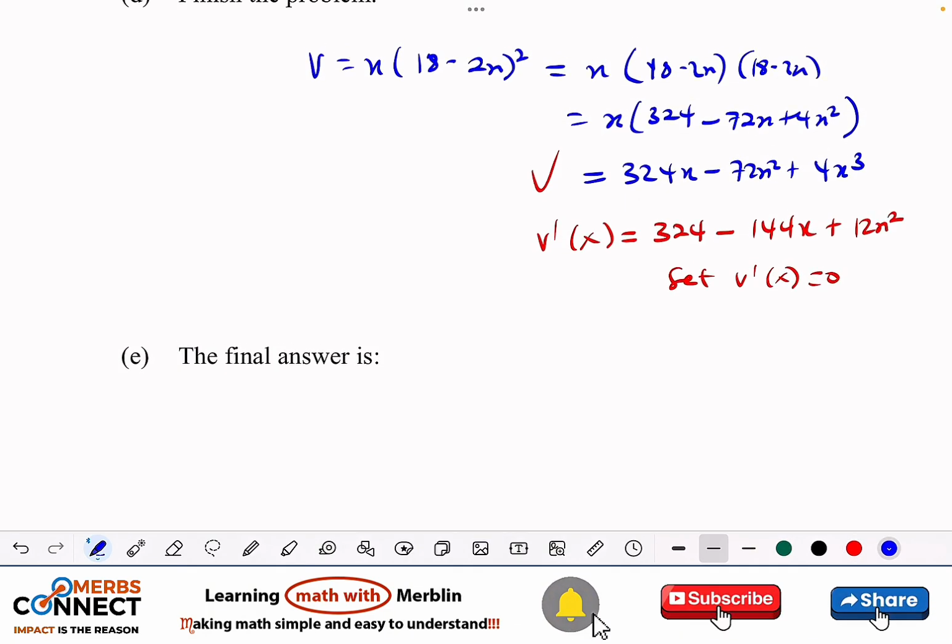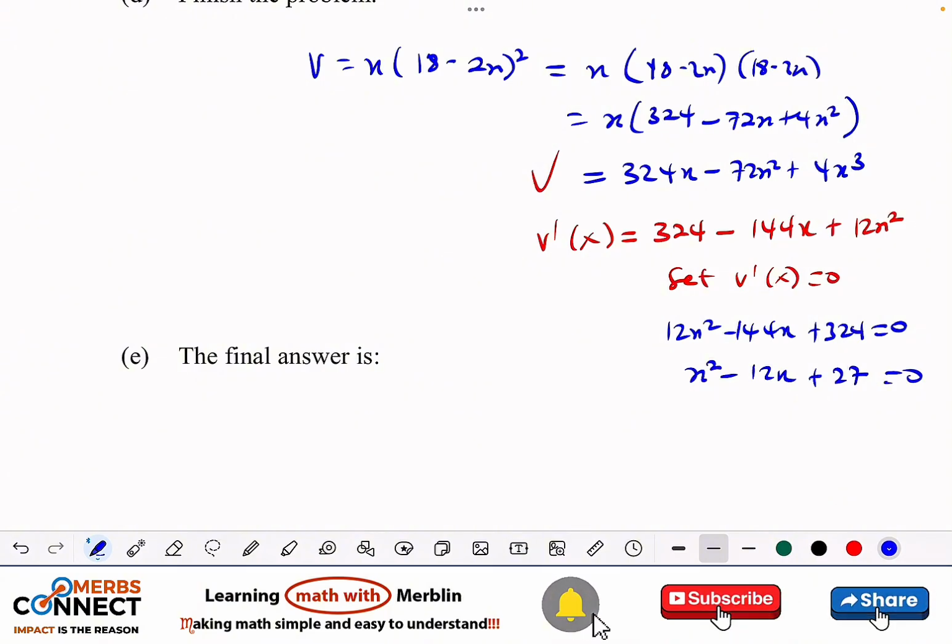And we are going to have 12x squared minus 144x plus 324 equal to 0. So let's solve this and see what we get. Now I can divide this through by 12, and I'm going to have this minus 12x. Is that right? Yes, it's going to be 12x, and this one will be 27. 12 times this is supposed to give us that.